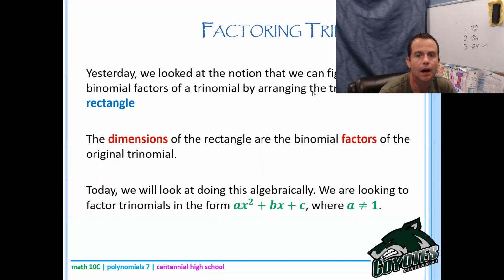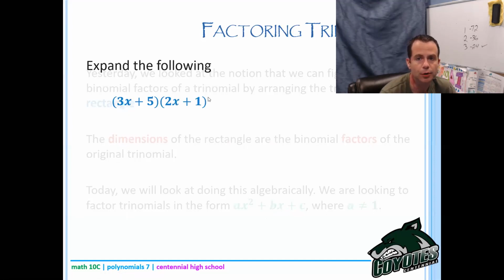Awesome. All right, so yesterday we looked at the notion that we can figure out binomial factors of a trinomial by arranging the trinomial into rectangles. And we reiterated yesterday that the dimensions of the rectangle were the binomial factors. Okay, so today we're going to look at doing this algebraically, and we're going to look at factoring trinomials in the form ax squared plus bx plus c, where a is not 1. You'll sometimes hear these called complex trinomials. But that's essentially what we're doing today.